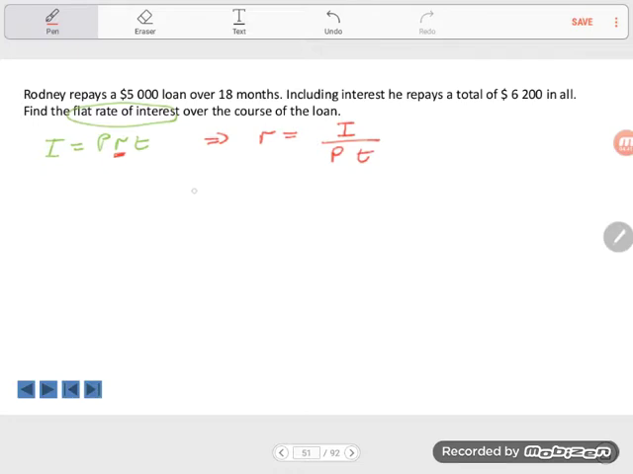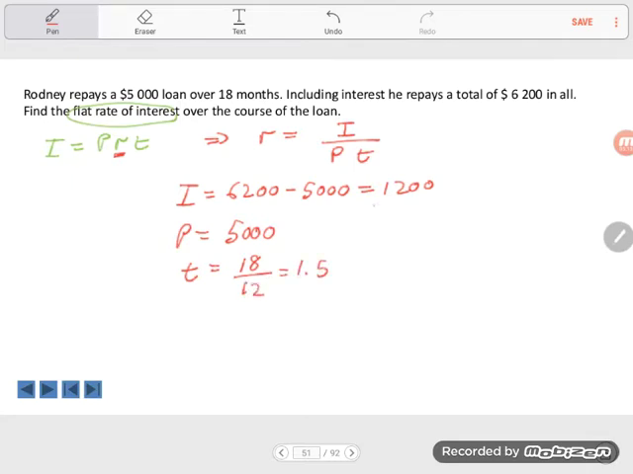Okay, so the amount of interest. Okay, this is like the previous example. We need to find the difference between the final amount and the principal, which is 1,200. The principal is 5,000. And the time, okay, we've got 18 months. What do we do? We divide it by 12. So that's 1.5. Okay, so let's put these three values into the equation. R equals 1,200 on 5,000 times 1.5.